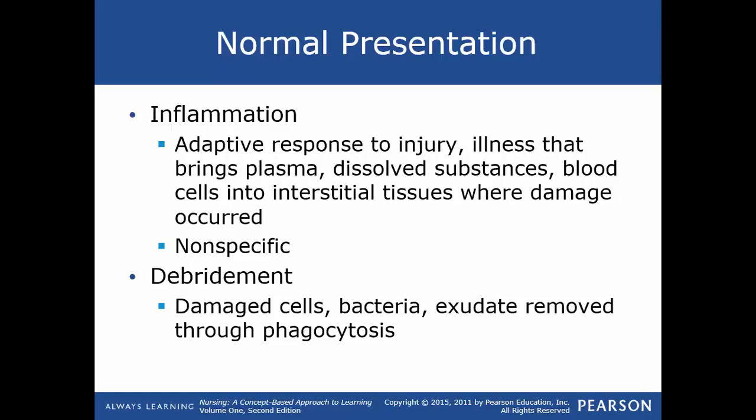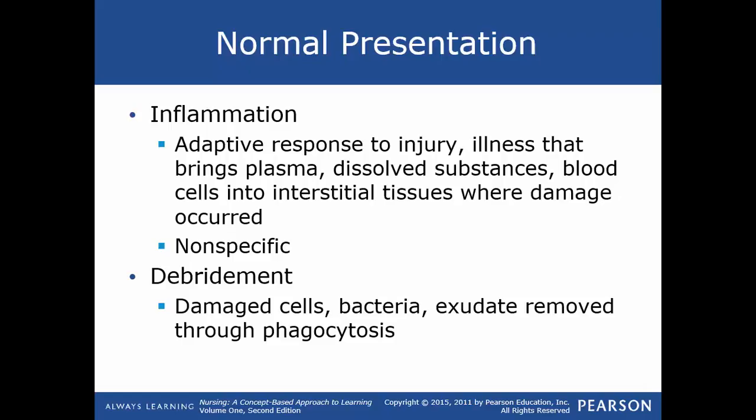Inflammation is an adaptive response to injury. It brings plasma, which is extra fluid, dissolved substances, and blood cells to the area. All of this is brought into the interstitial tissue where damage has occurred. The innate immune response is nonspecific because the same events occur regardless of the cause of the inflammatory process.